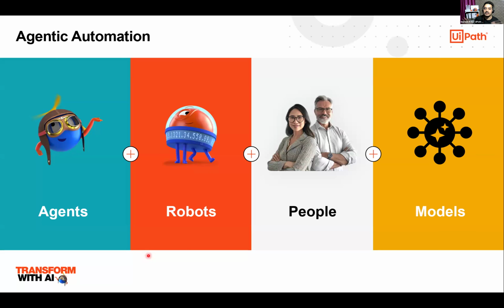Now, agentic automation. If I combine agents, robots, people, and models together, I will get agentic automation. If I talk specifically about agents, as somebody was mentioning, it is something which can take actions on my behalf. It is not a straight one-to-one chat. Now, many of you might confuse it with a chatbot, right? Like a company chatbot or your banking chatbot. How is it different? Don't get confused there. A chatbot cannot take an action. It will only respond with what it is trained on.